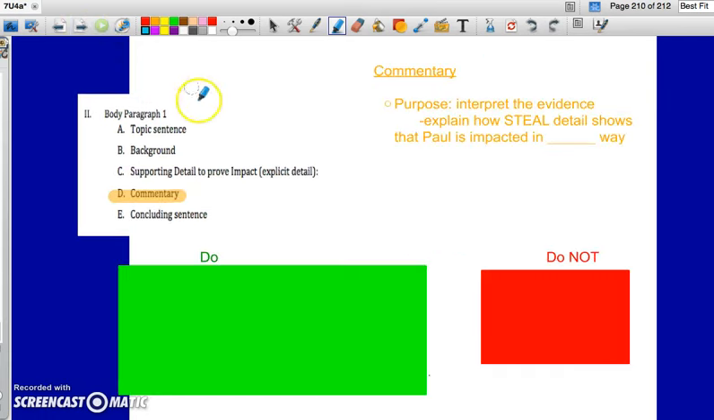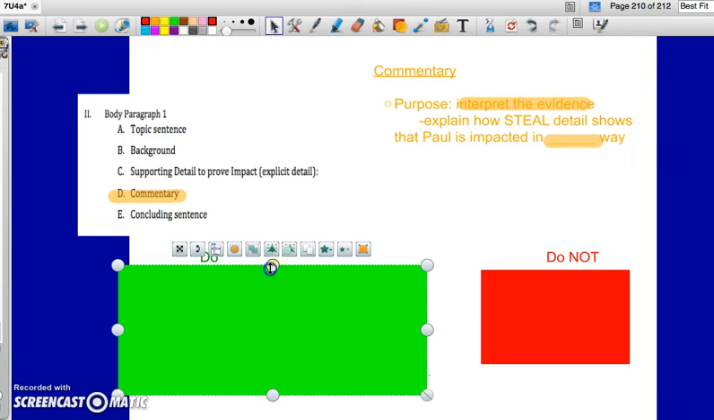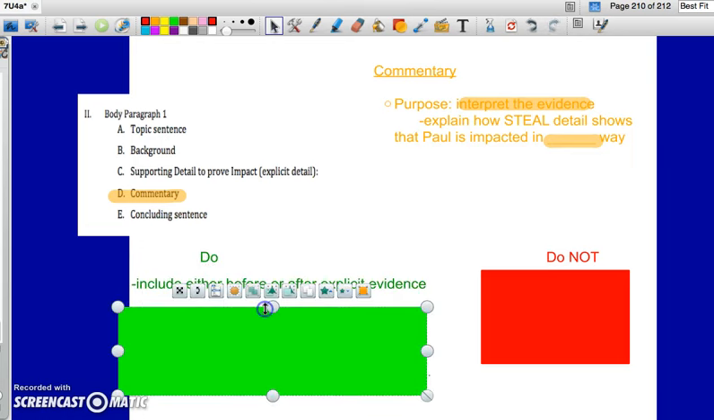The next thing we're going to talk about is commentary. The goal of commentary is explaining and interpreting the evidence. So this is where we explain how the detail shows or proves that Paul is impacted in this particular way. Some do's and don'ts for commentary. Do include it either before or after your evidence. So you can have your commentary either before or after. That's fine. You just need to be able to interpret the evidence.